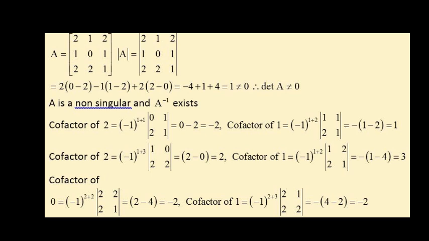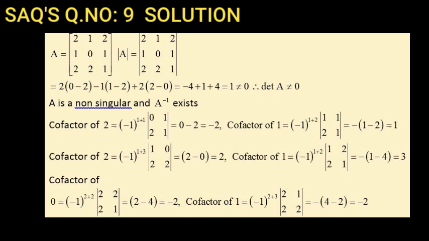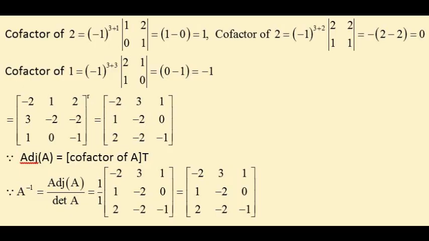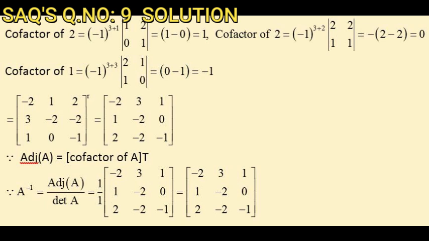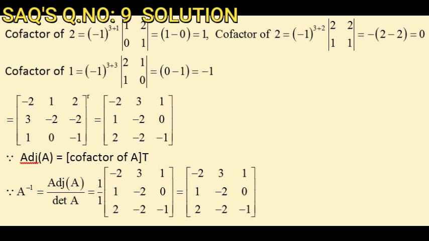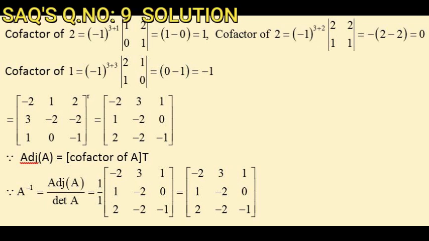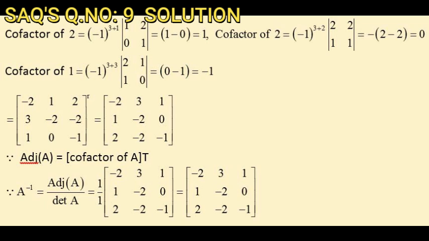Next, the cofactor of 0. 0 is the element in the second row and second column. That is equal to minus 1 whole power 2 plus 2 into its minor, 2, 2, 2, 1, which is equal to minus 2. Similarly, we find the cofactors of all elements. Then the cofactor matrix is equal to minus 2, 1, 2. That is, each element is replaced by its cofactor. For the first element, the cofactor is minus 2. Second element, 1. Third element is 2. And for the second row, 3, minus 2, minus 2. And the third row, 1, 0, minus 1.